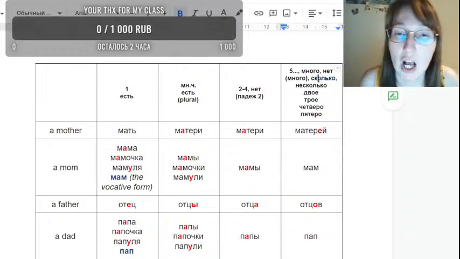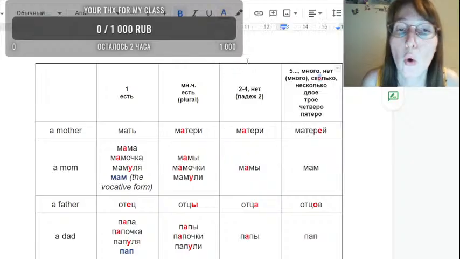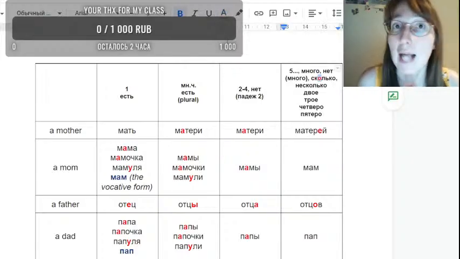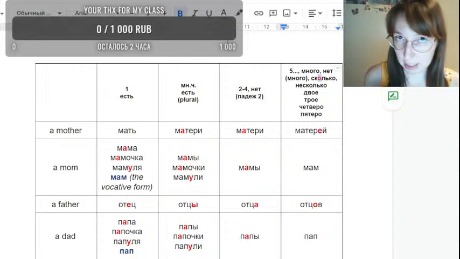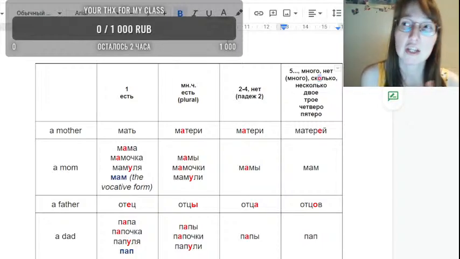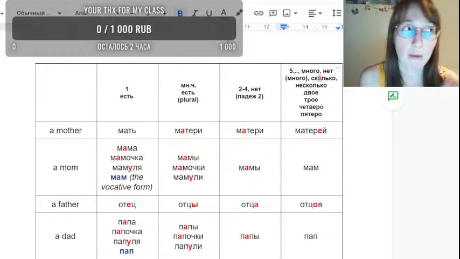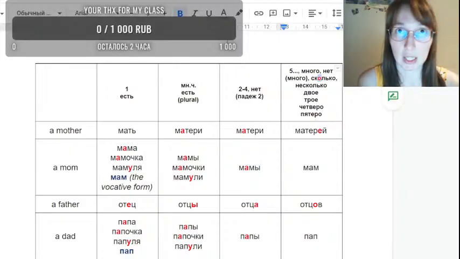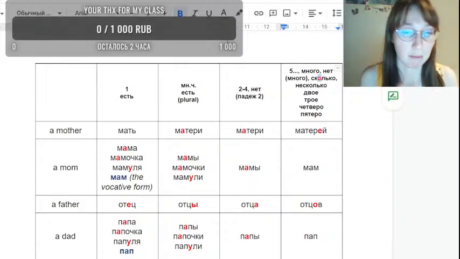This word, сколько. Сколько means how much, how many. In English, you have two different phrases, how much, how many. In Russian, we have just one word, сколько. Later, I will show you an example, but it will be below the table.